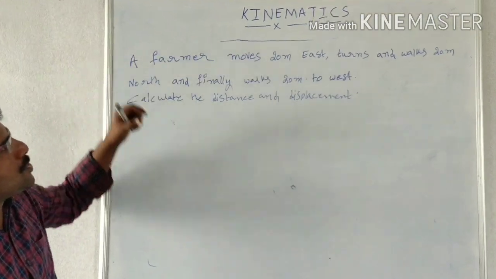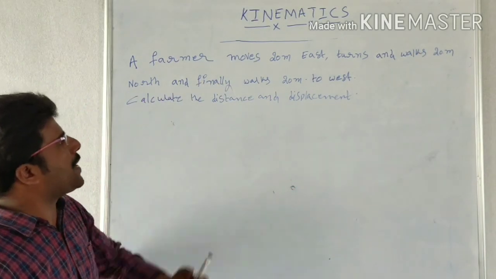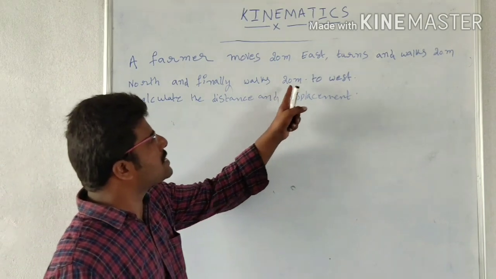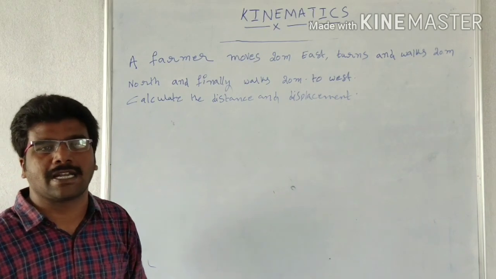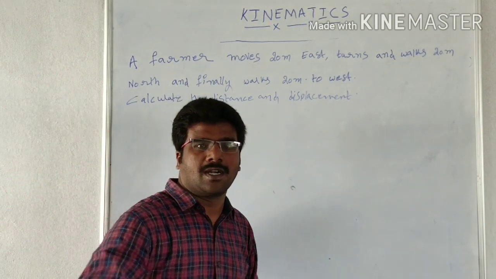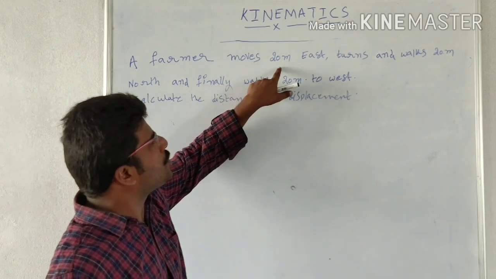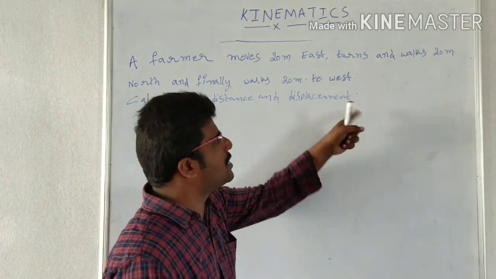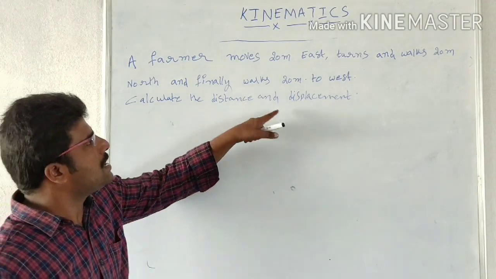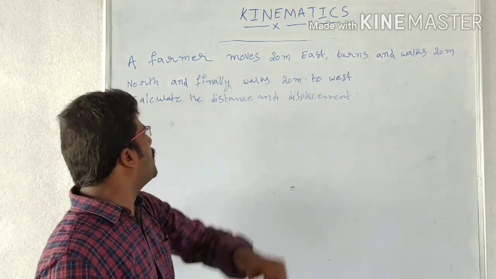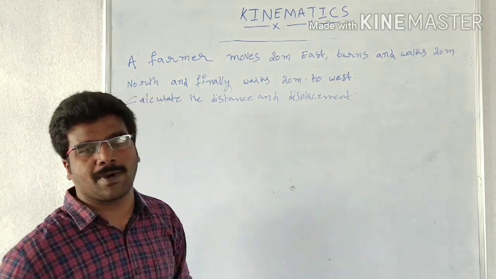A farmer moves 20 meters east, turns and walks 20 meters north, and finally once again he turns and walks 20 meters to the west. Now calculate the distance and displacement travelled by the farmer. So try to do the problem. Okay, once again I am repeating the problem. A farmer moves 20 meters east, turns and walks 20 meters north, and finally makes a turn again and walks 20 meters to the west. Now we want to calculate the distance and displacement travelled by the farmer.